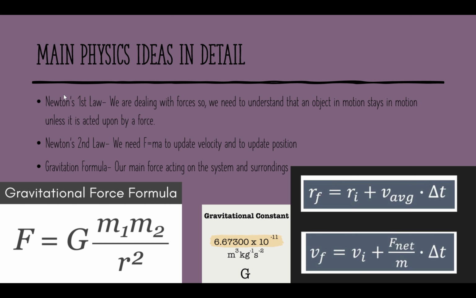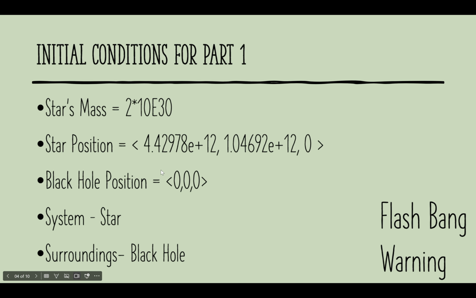Newton's first law describes how objects in motion stay in motion unless acted upon by another force. And Newton's second law is F equals ma, so we can derive our position update formula and our velocity update formula. And the one force acting on our system is gravity. So there's the gravity formula, and there's the G constant. Our star's mass is right there. We have the star's position, 1 delta t after the start, and the black hole at the origin. Our system in this case is the star, and our surroundings are the black hole.